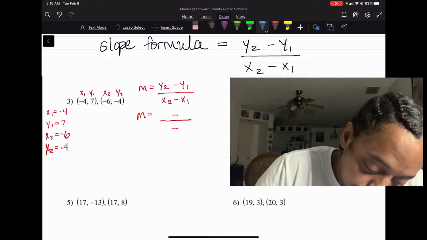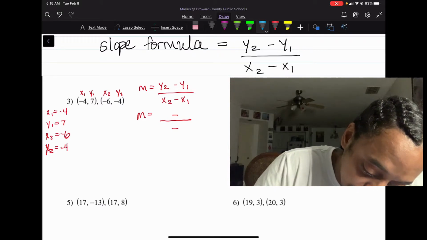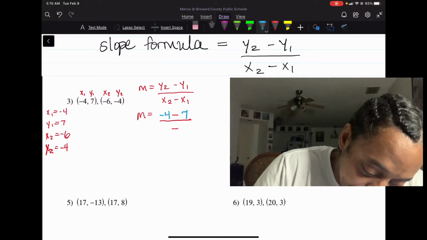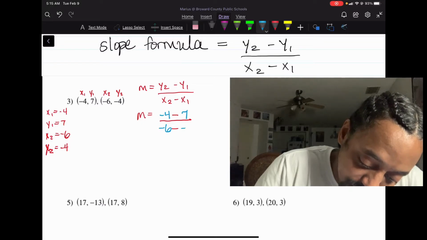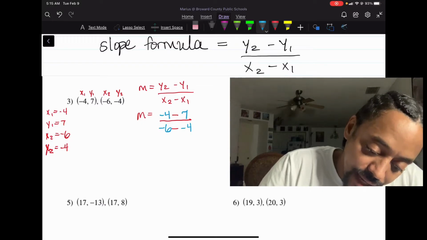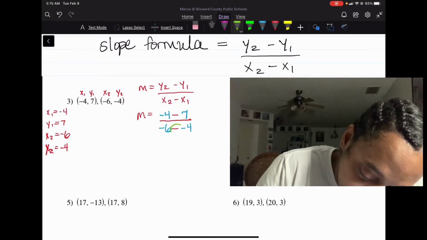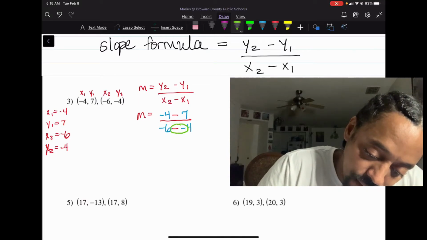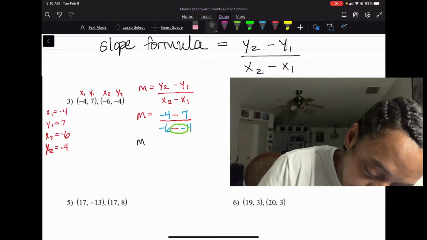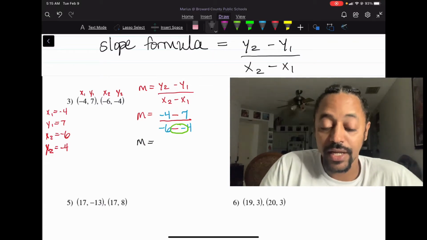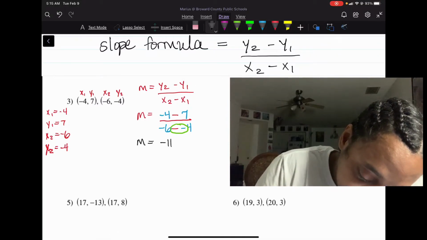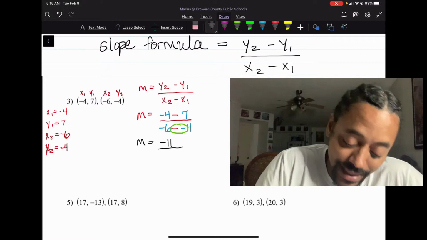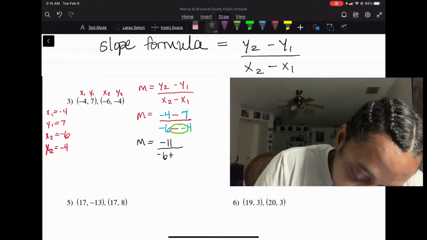Now, y2 is -4, y1 is +7, x2 is -6, and x1 is -4. Okay, and as you can see right here on the bottom, we have what we call our double negative. So when I rewrite this, this is going to become m equals, I can go ahead and compute the top. -4 minus 7 is -11. But on the bottom, I have to rewrite that. That's going to become -6 plus 4.